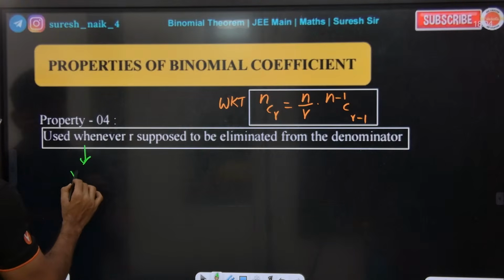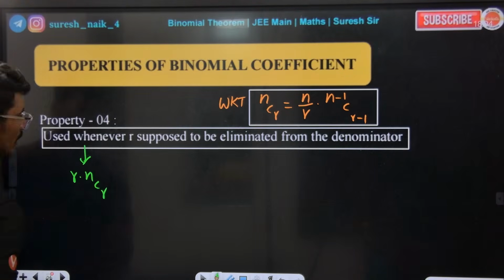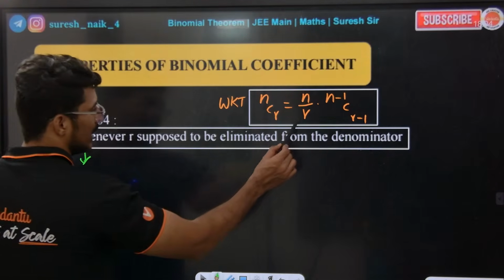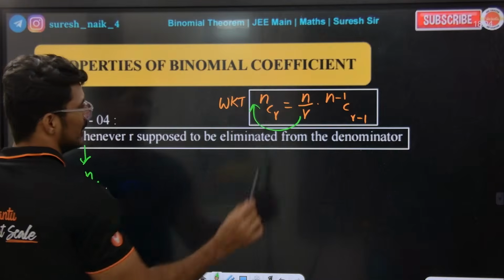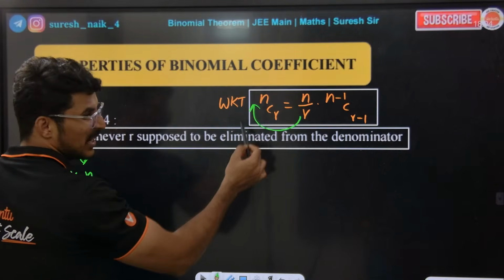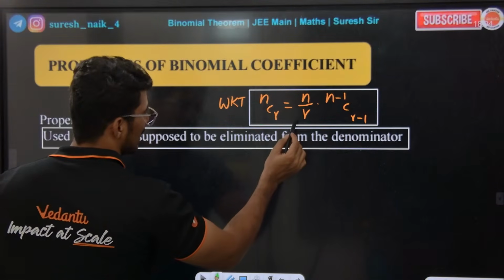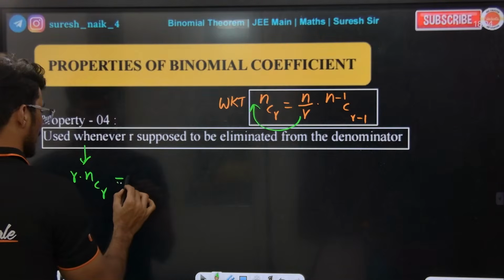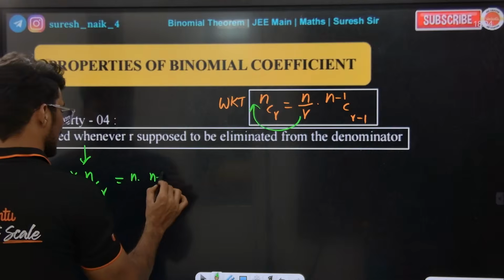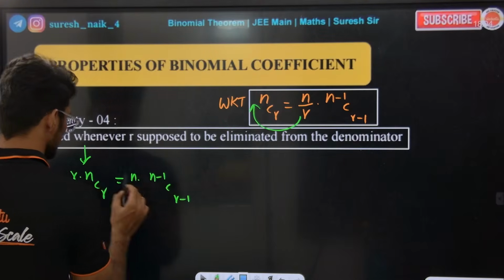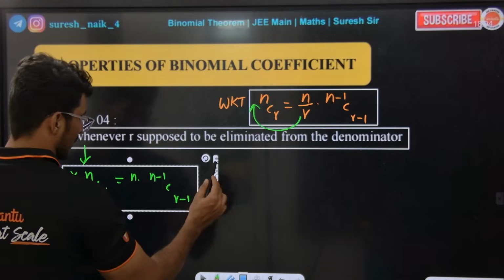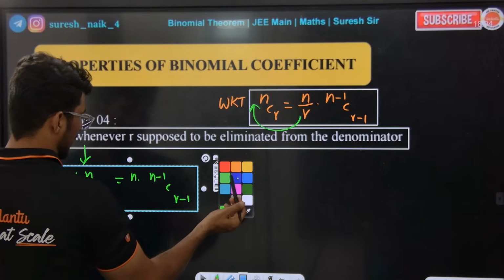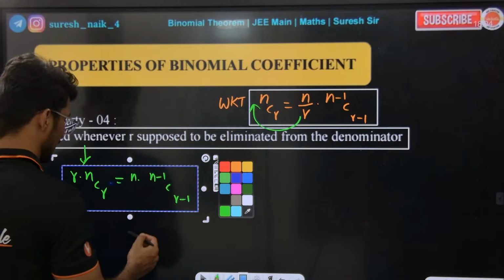This property is basically r into nCr. When I shift r to the left hand side, the leftover part is n into (n minus 1)C(r minus 1). That's it. This is the property I'll be applying here.